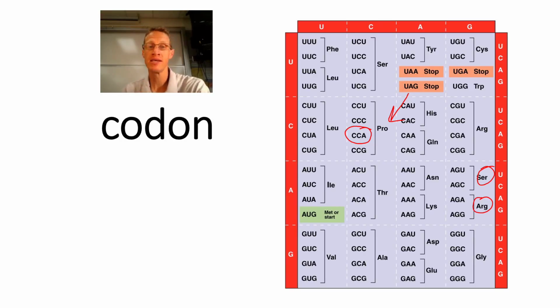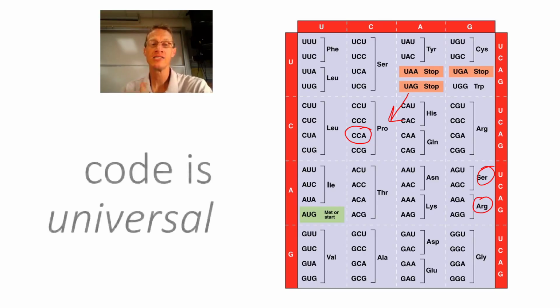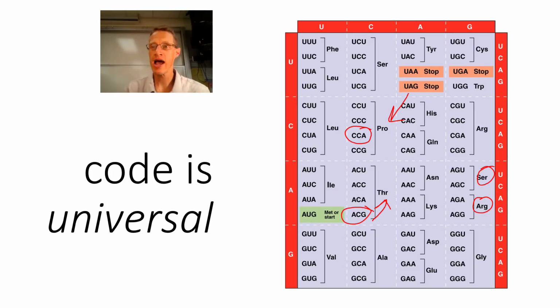But what's really amazing about this genetic code is that it is universal. It's like a language that every living thing on the planet speaks. The codon ACG codes for threonine in bacteria, in giraffes, in tomato plants, in everything. And what that tells us is that the genetic code is probably very ancient, may have evolved in one of the first living things on planet Earth.